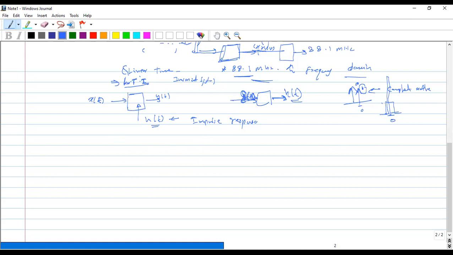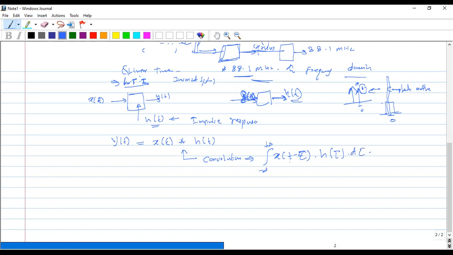I think you know the input and output relationship of an LTI system. That is y(t), the output, equals x(t) convolved with h(t). This is convolution, not simple multiplication. There is an integration, like this: the integral of x(t minus tau) h(tau) d tau.